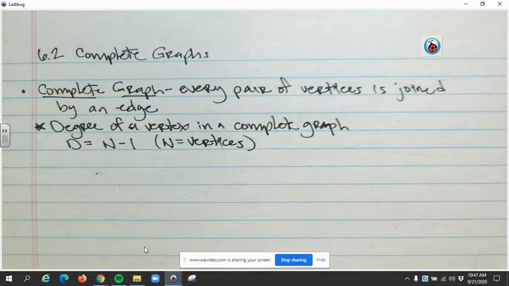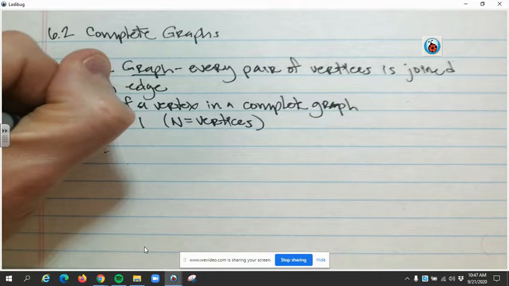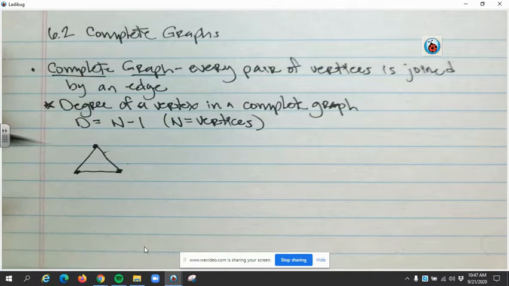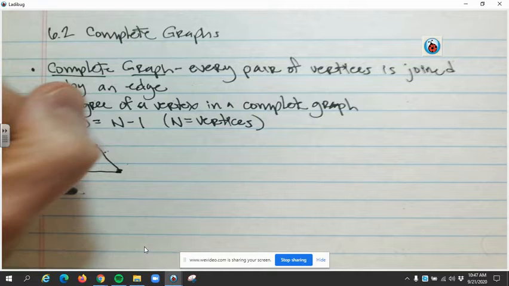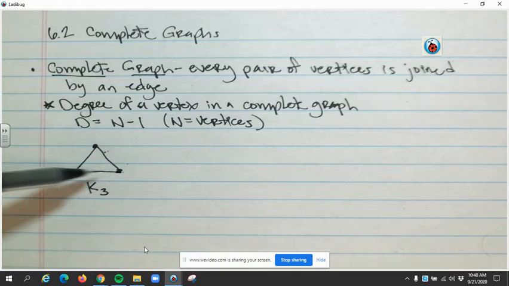So again, it's a little confusing to write a definition, so maybe it'll make sense if we draw a picture. So I'm going to draw a couple of pictures. Here's one. So that is a complete graph, K3, a complete graph with 3 vertices, meaning that this vertex is connected to the other two, this vertex is directly connected to the other two, and so is this vertex directly connected to the other two.